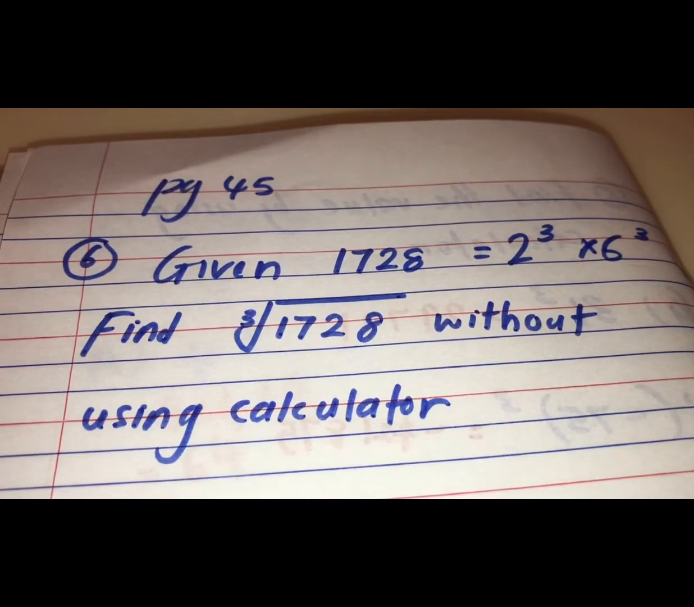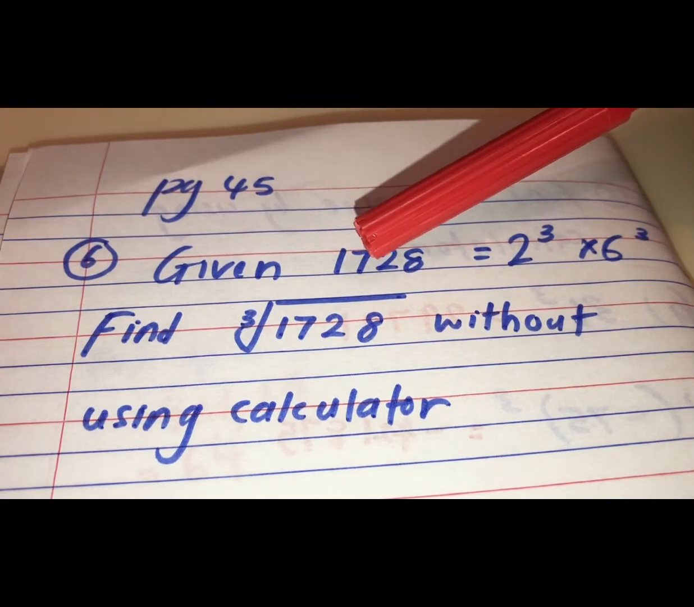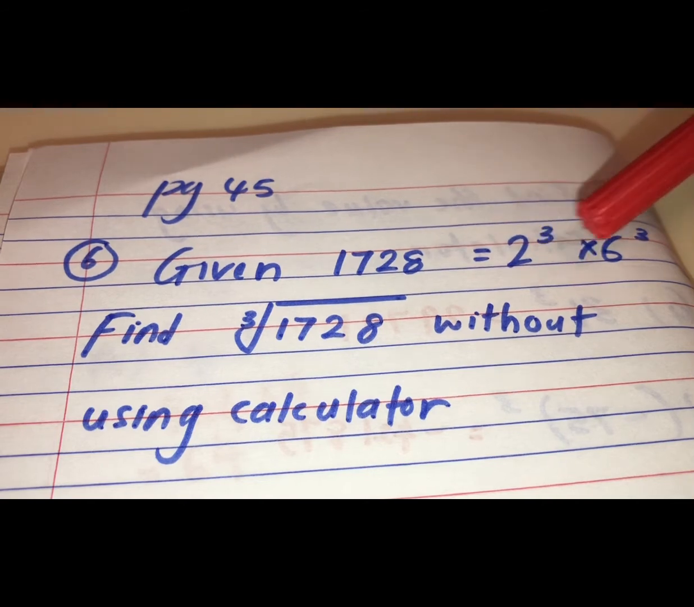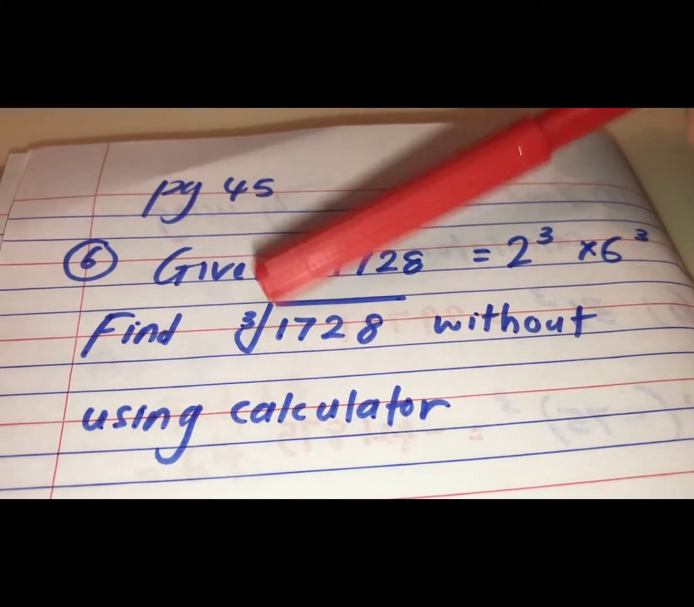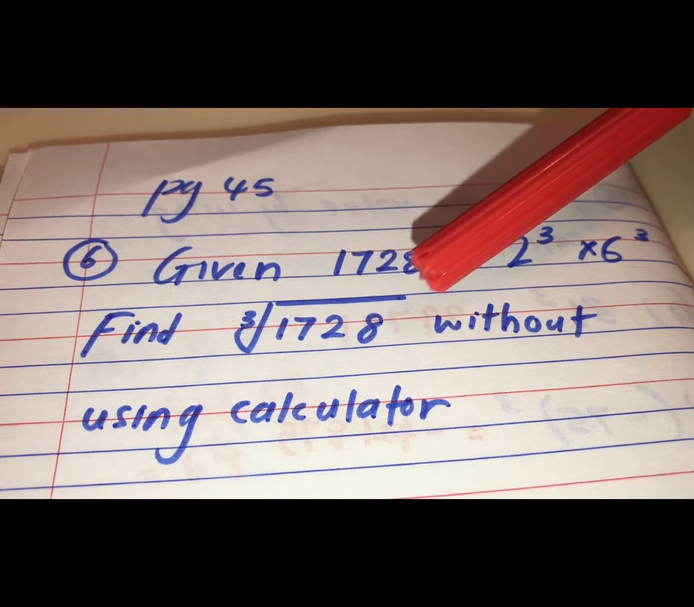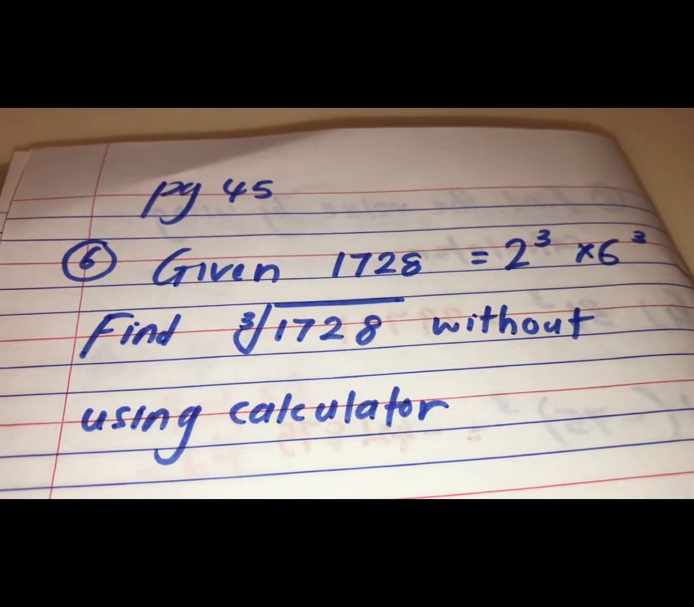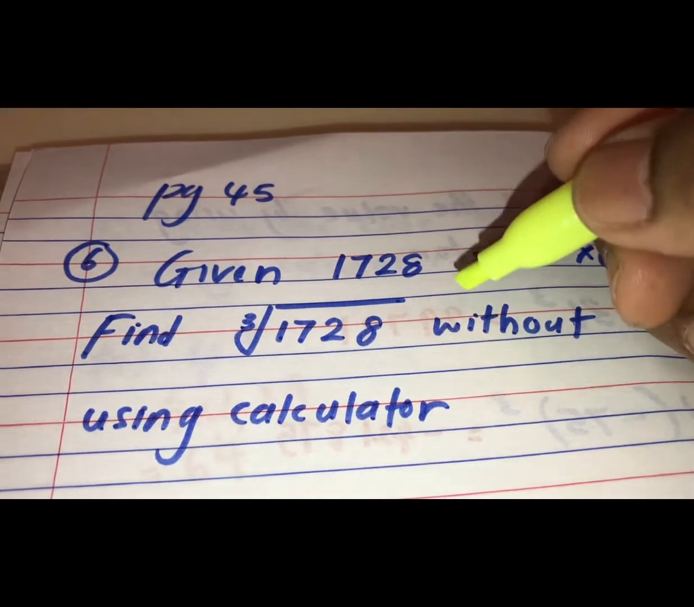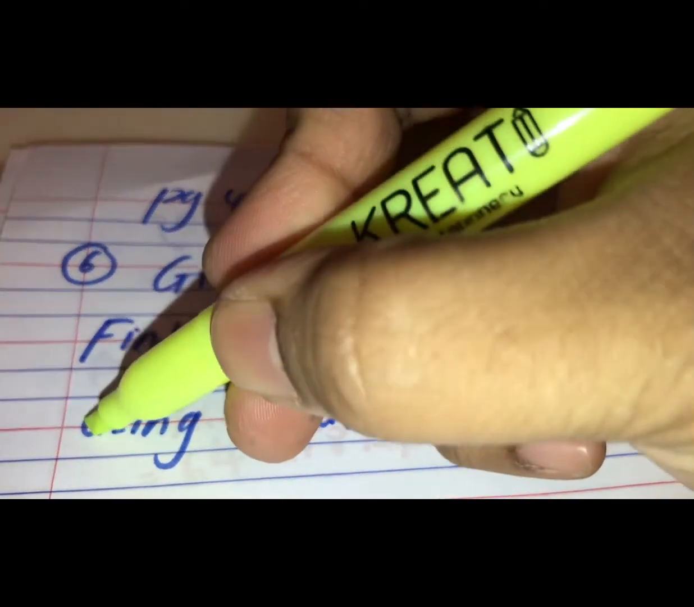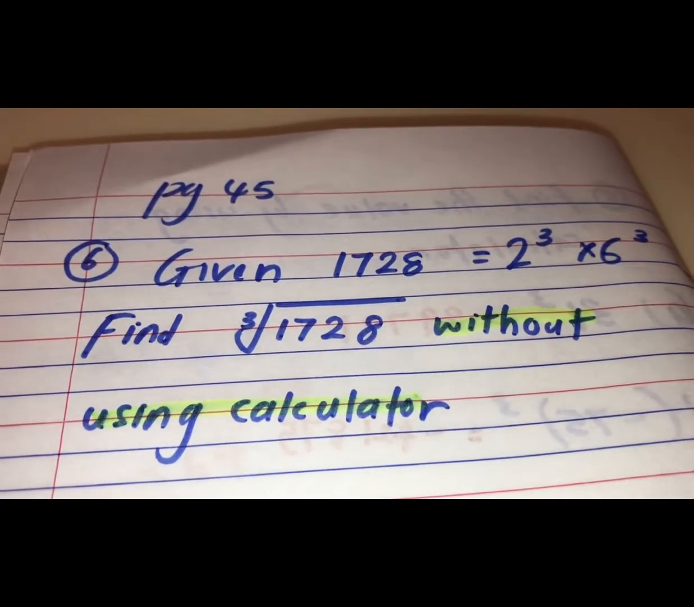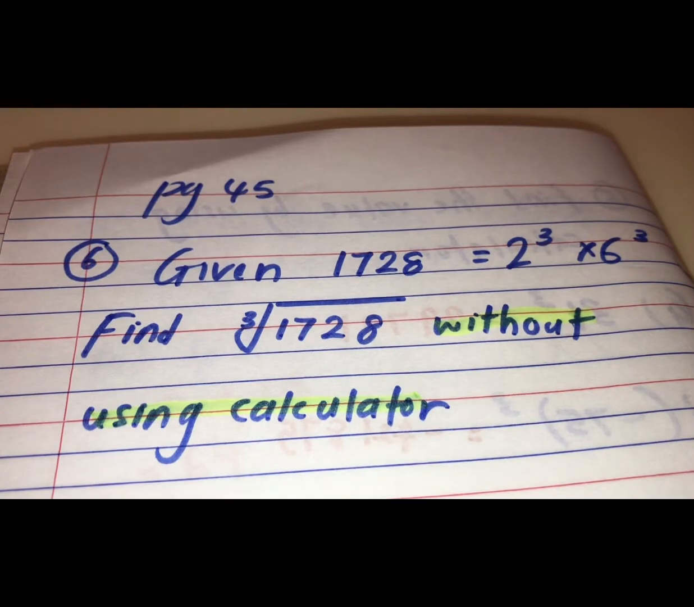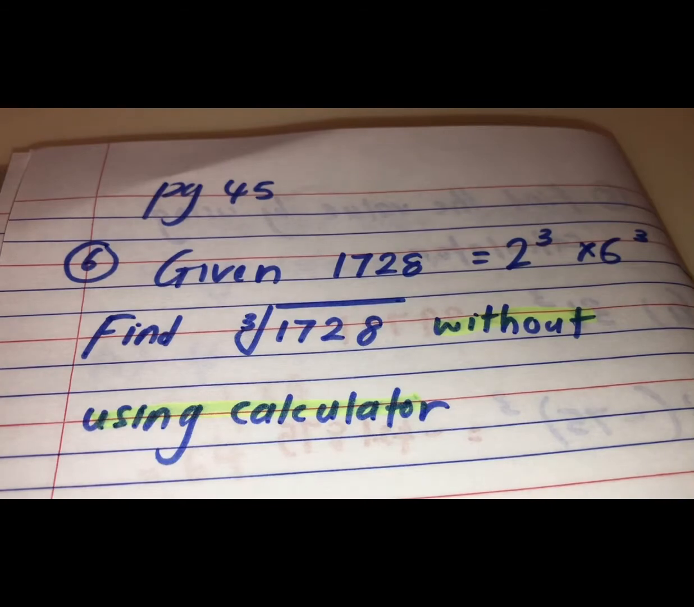Okay, next question, page 45. Given 1,728 equals 2 cube times 6 cube. Find cube root 1728 without using a calculator. Okay, you can find it without using a calculator. But make sure you memorize the perfect cubes. That one is important. But this one is simple. Look, find cube root 1728.